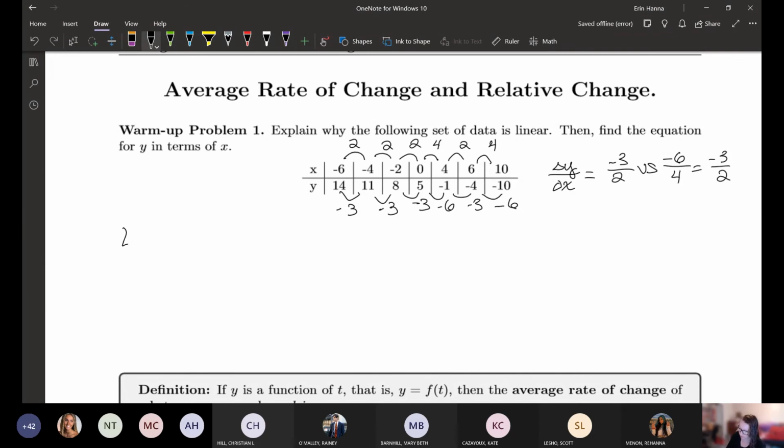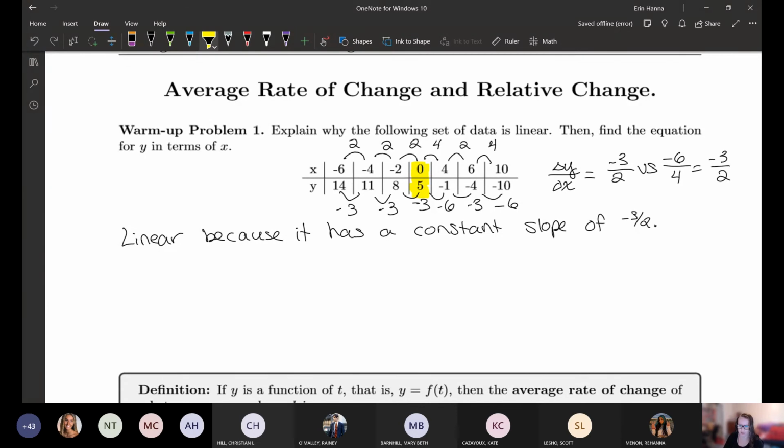So this is linear because it has a constant slope of -3/2. And then if we want to find the equation, at this point we have the slope. We just need to pick one of the points to find our y-intercept. Actually, we're given our y-intercept here, but I'll do both ways. So we're technically given our y-intercept here.